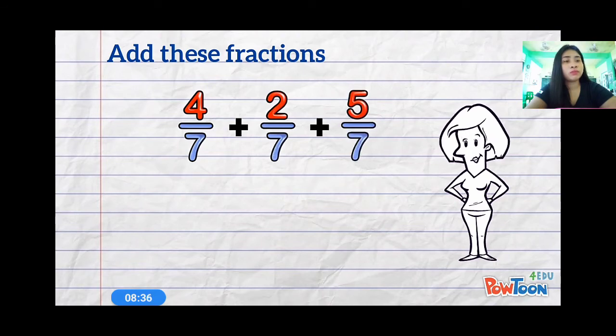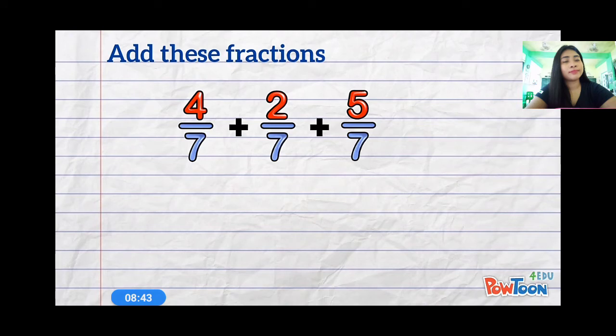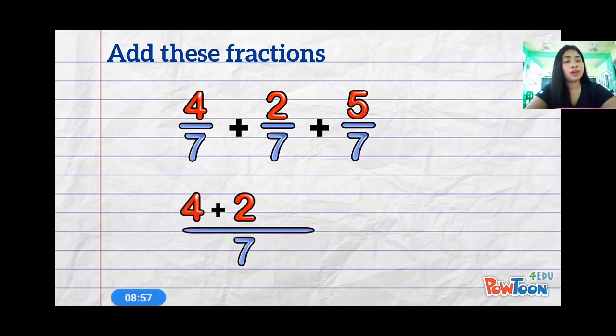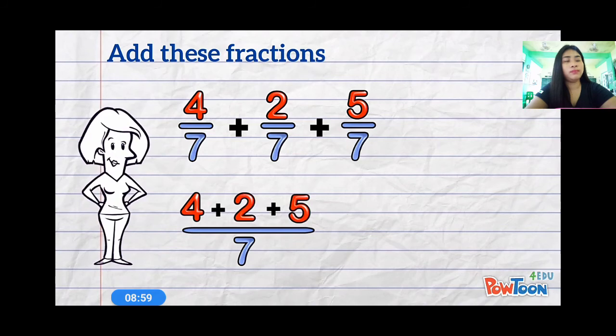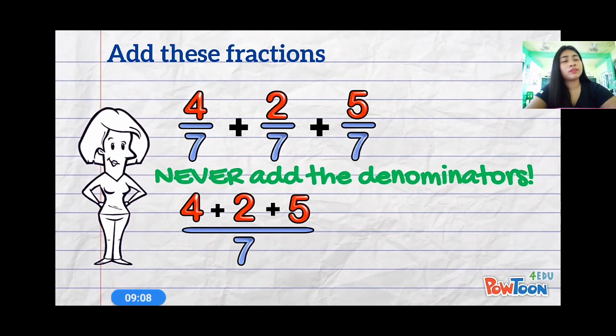Here's a quick way of laying this out so you don't make any mistakes. And I use this myself all the time. I have a common denominator of 7, so I know my answer will be something over 7. I'm going to extend the fraction bar. Then I write in my numerators over the top: 4 plus 2 plus 5. This strategy is designed to make sure students don't make the mistake of accidentally adding denominators. And you know, we never add the denominators.